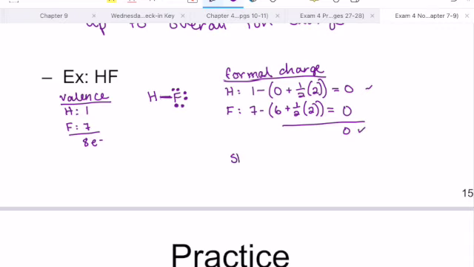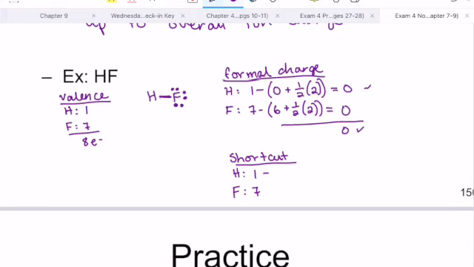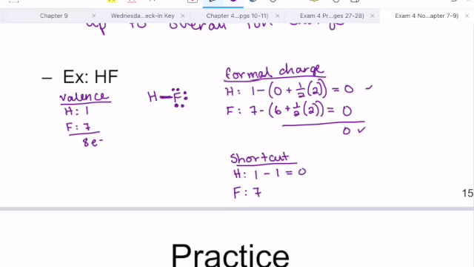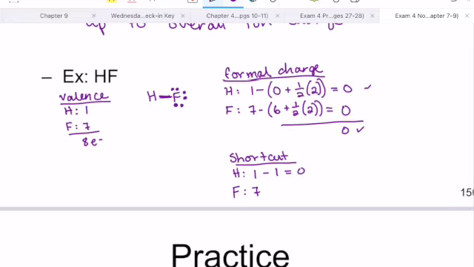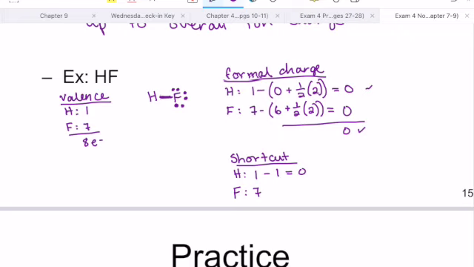And if you want to do the shortcut, this is where we just look at the number of valence electrons. So the first number we write down is the same. But now, instead of treating the non-bonding and the bonding separately, all we're going to do is count how many things are touching it. So for hydrogen, we just have 1 dash touching it, so we're going to say 1. And for fluorine, we have 1 dash, 1, 2, 3, 4, 5, 6 dots, so that's 7 things touching it, for a total of 0.